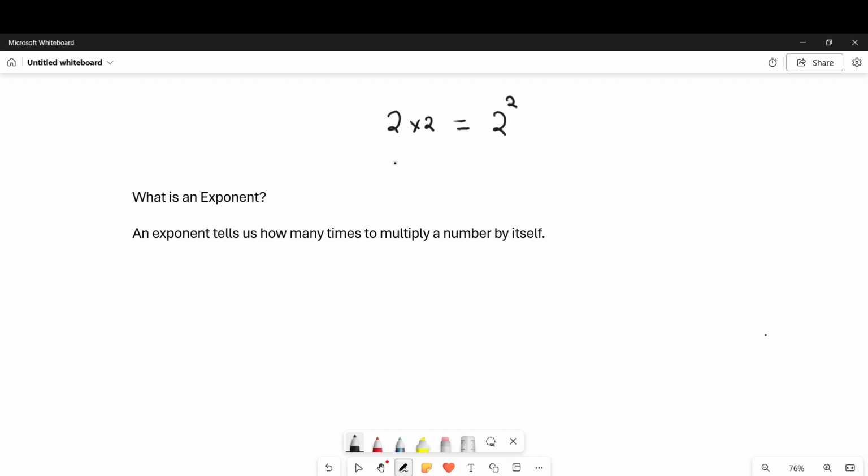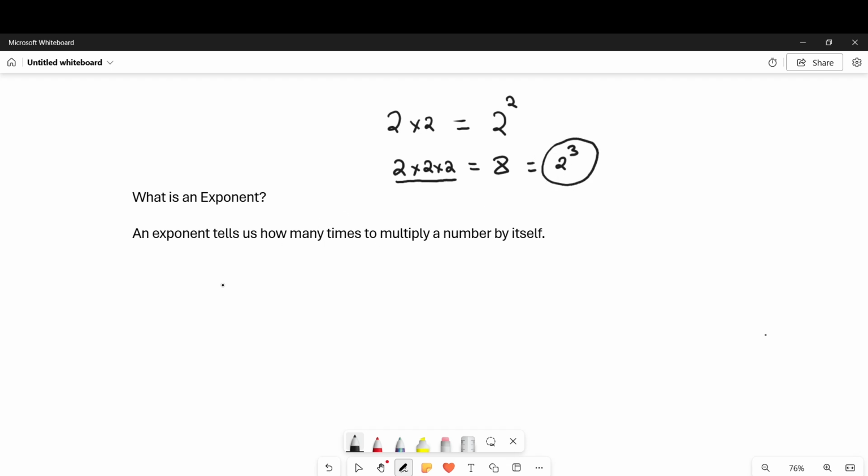What if we write 2 times 2 times 2? The value is 8. So instead of writing these long numbers, we simply write 2 to the power 3. So 2 to the power 3 means 2 is multiplied by itself 3 times: 2 times 2 times 2. Three 2s are multiplied. That's how we understand this.